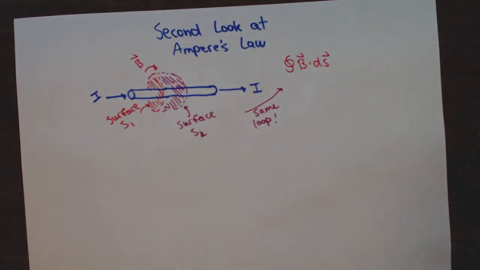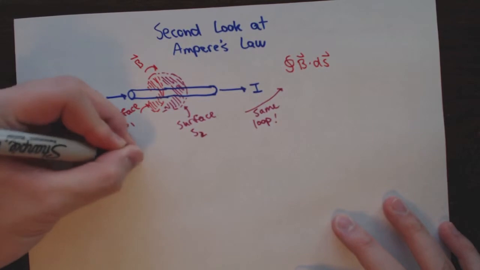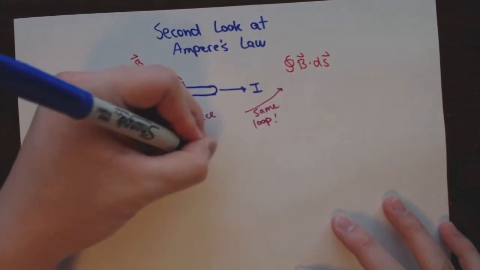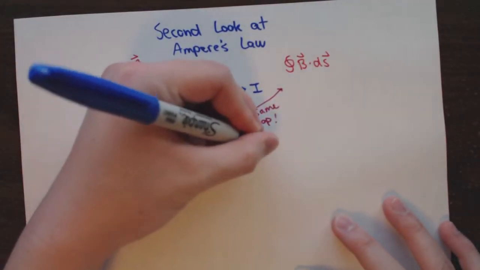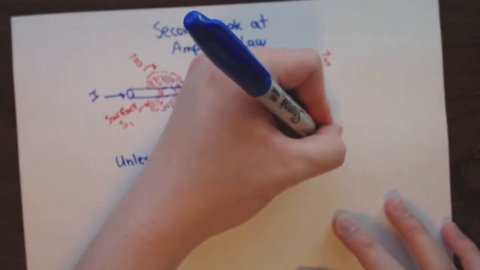And so, according to Ampere's law, at the loop that we're interested in, that magnetic field is still the same. And again, if you're trying to figure out what that second surface looks like, think of it like a dome. And the edge of the dome is your loop, right?